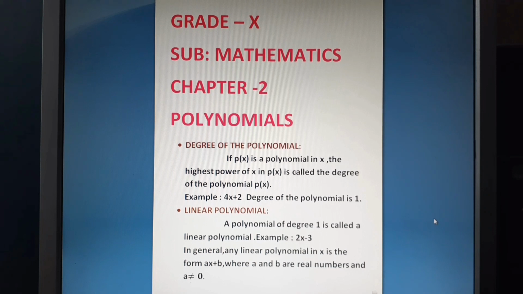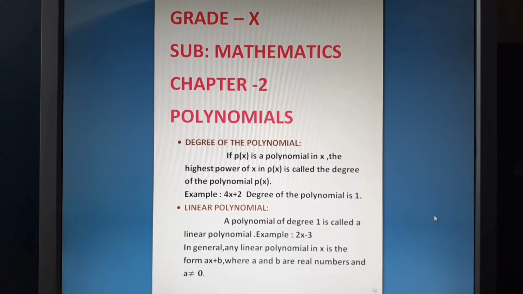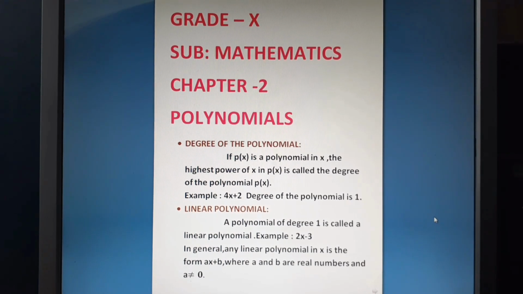In this session, we will see the polynomials. In class 9, you have studied polynomials in one variable and their degrees. Now, you just recall it, children.